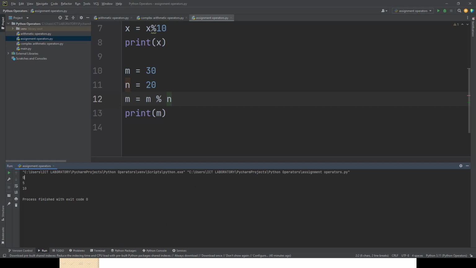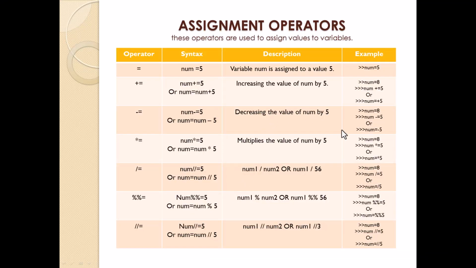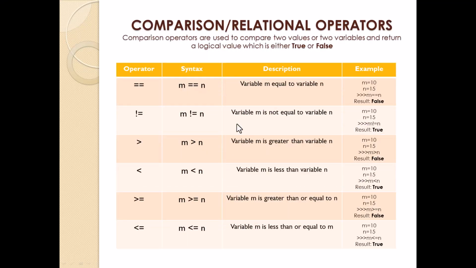Right, let's quickly look at our note and see what we have next. We have the comparison or relational operators. Comparison operators are used to compare two values or two variables and return a logical value which is either true or false. So in other words, if you want to test if it is true, this action should work. If it is false, this action should work. So these are the comparison operators.